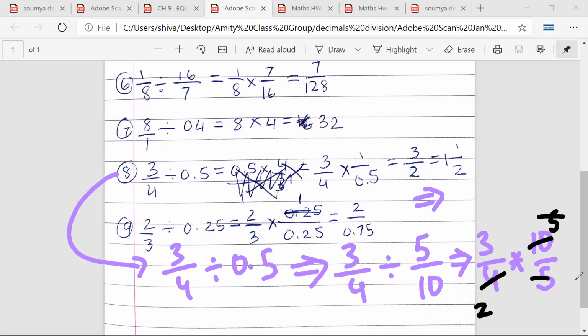So it will be 1. Madam, it will be 3 upon 2. No, like 3 upon 2 into 1, right? Then it will become... correct. Okay. Correct. Aishwarya ji, any doubt? No, sir.